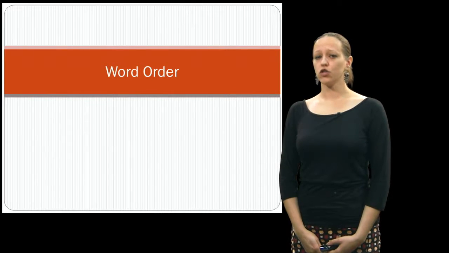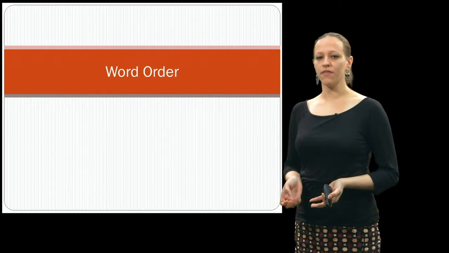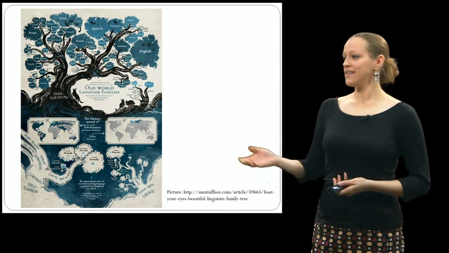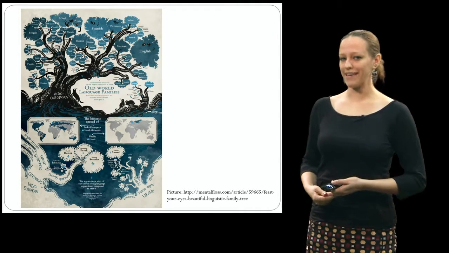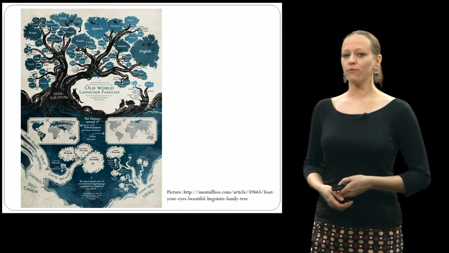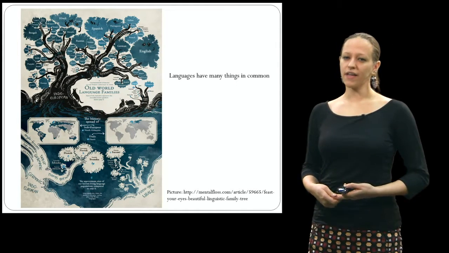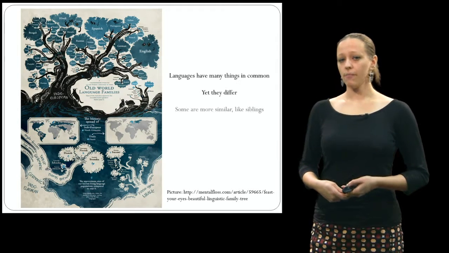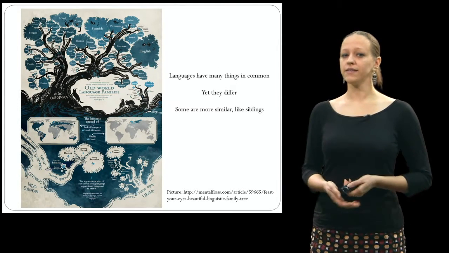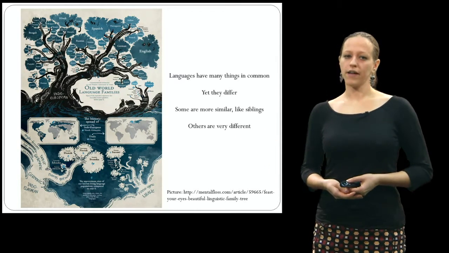Today's topic is word order. That is how the words are organized within a sentence. This is a picture of the Indo-European language family tree. It's nice and artistic, and what it is trying to express is that languages have many things in common, yet they differ in many ways. Some are more similar, like siblings in one family or two branches of the tree, while others are very different.